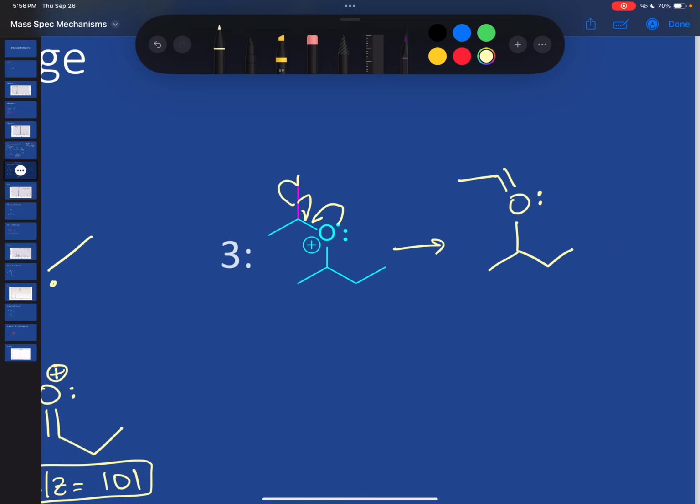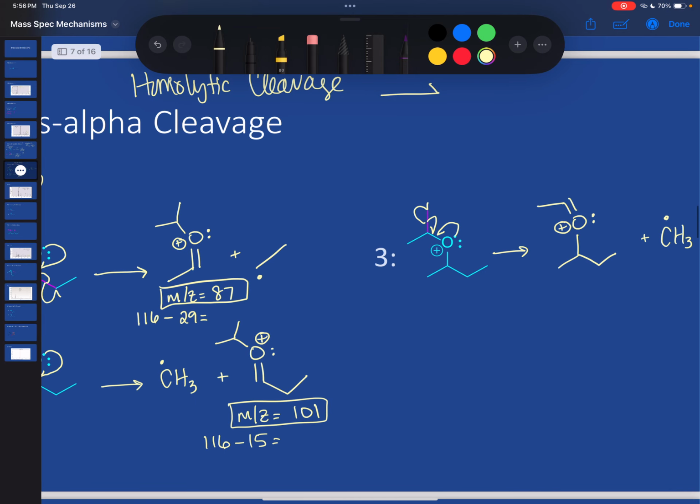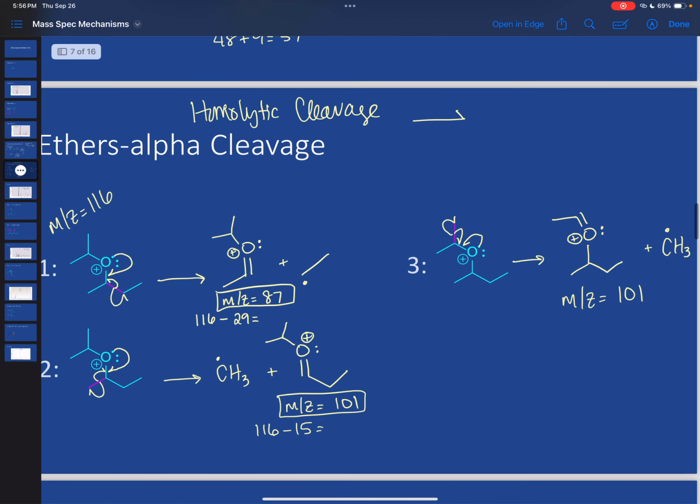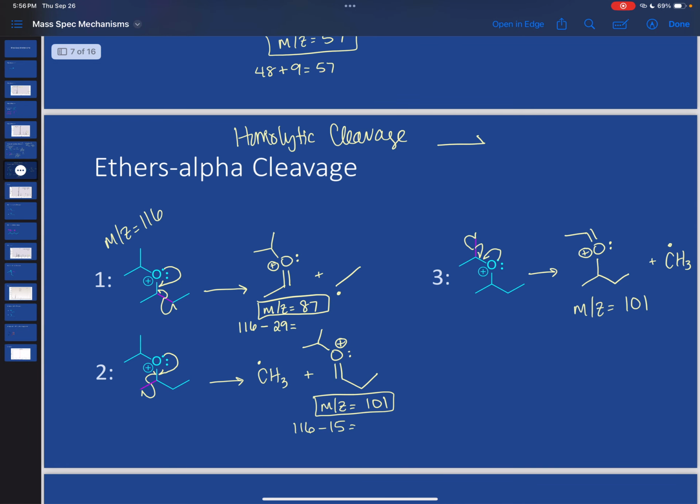Yes, I have a lone pair. No, I don't have to draw it, but I will. And there's my cation. And then here, I once again am forming a methyl radical. Well, if I'm losing that methyl group again, my mass to charge ratio for this structure should be the same as before. Since I lost the same mass, I lost the same radical group as I did before. So again, you can go through and calculate it for yourself what the mass of this should be, but you should get 101. Okay, so that's all of the alpha cleavages I can do that are unique to this structure.